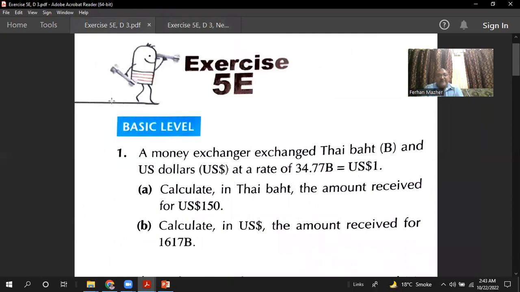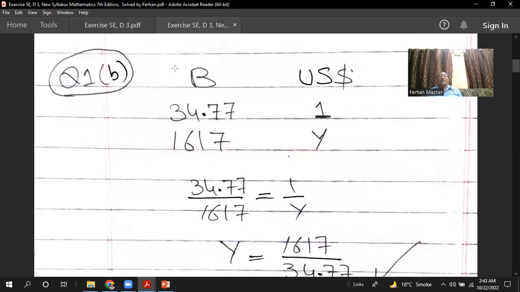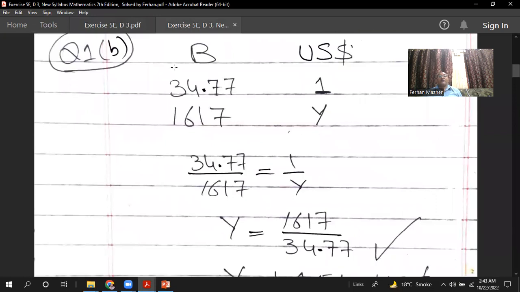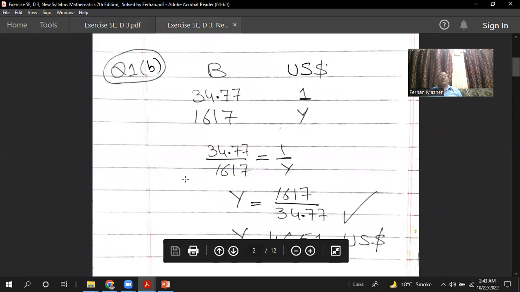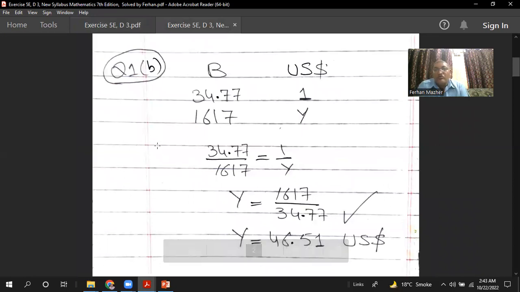In the B part, he says, calculate the US dollars, the amount received for 1,617 Thai baht. The exchange rate is still the same. On your screen, question number 1, B part is showing. I will use the proportion method. Thai baht, US dollars: 34.77 Thai baht is equal to 1 US dollar.